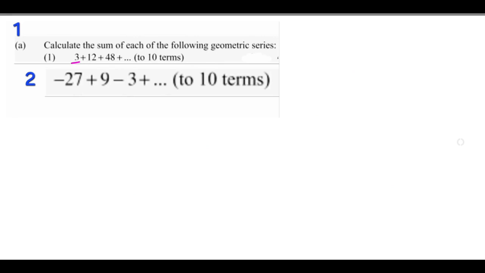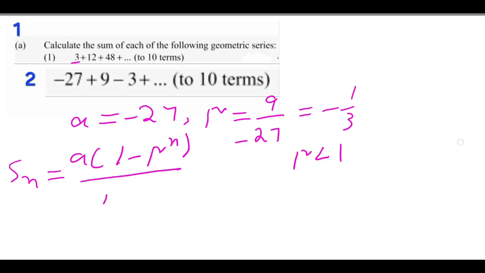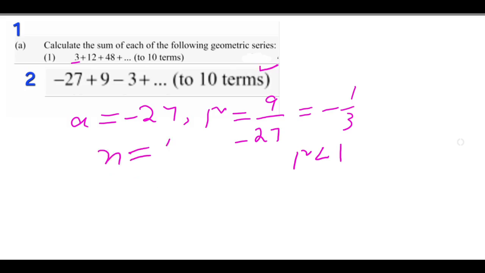Second question now, we again need to identify the first term and common ratio. So the first term A is equal to negative 27, and the ratio, second term divided by the first term, the answer will be negative 1 over 3. So R is less than 1, which means I can use the second formula, which is Sn is equal to A times (1 minus R to the power n) over (1 minus R). Again he wants 10 terms, so n is going to be equal to 10.